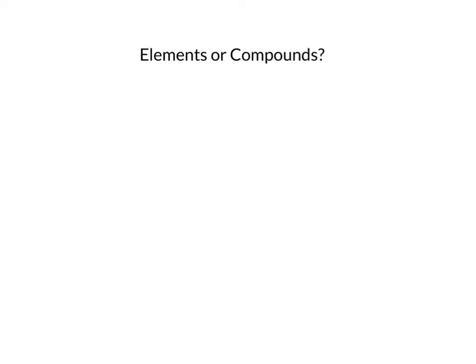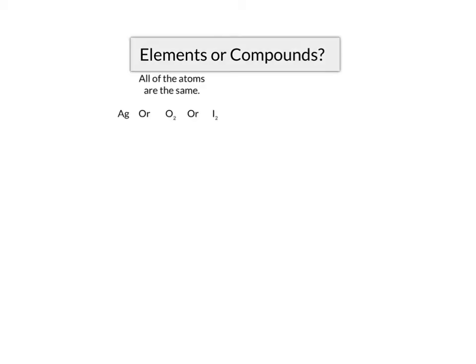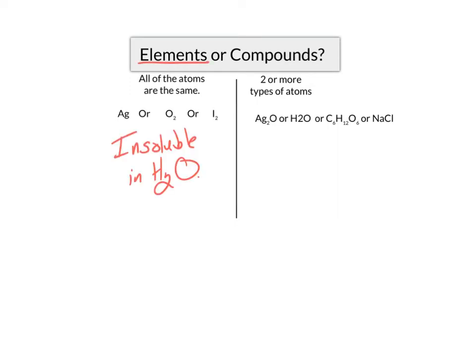The first step in this process will be to decide if you have an element or a compound. Recall, elements are made up of all the same atoms, whereas compounds will have 2 or more different types of atoms present. And our first rule is going to be that all of the elements are insoluble in water. For the compounds, we have to go a little bit further.